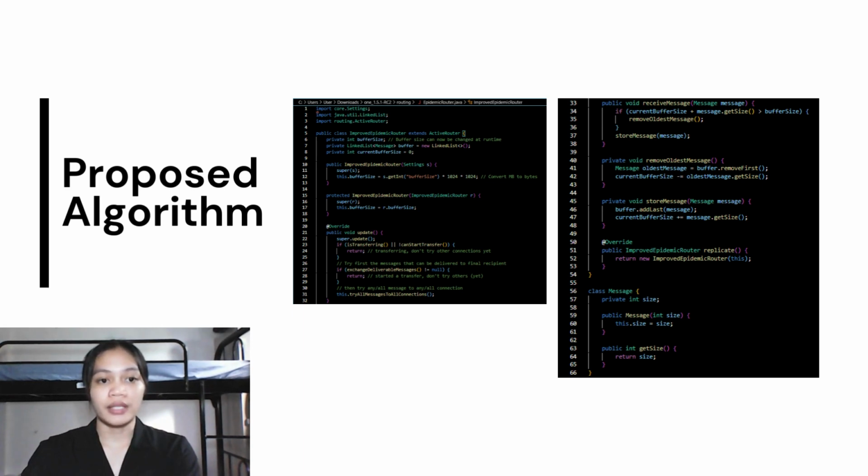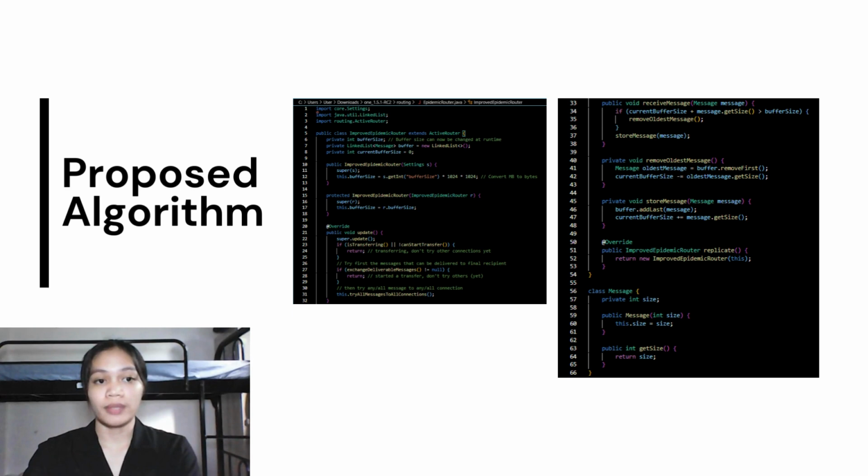For the overridden update method, it first calls the update method of the parent class. The rest of the method contains logic for handling message transfer. The receiveMessage method takes a message object as a parameter. If the size of the current buffer plus the size of the message is greater than the buffer size, it calls the removeAllMessage method. Then it calls the store method with the message object.